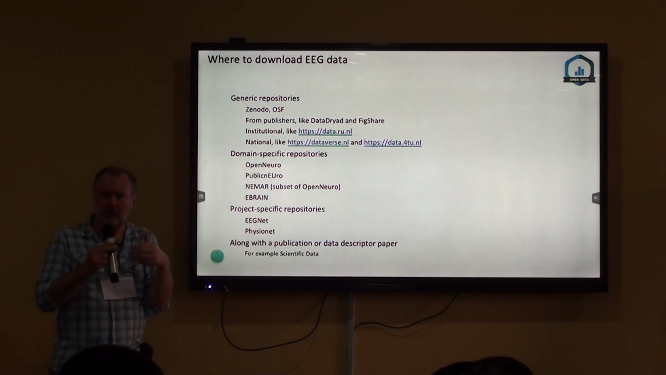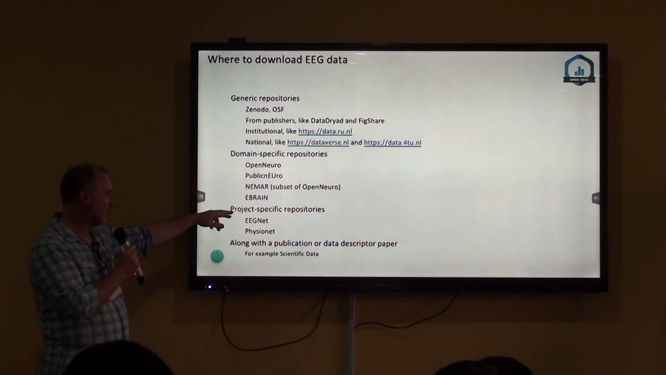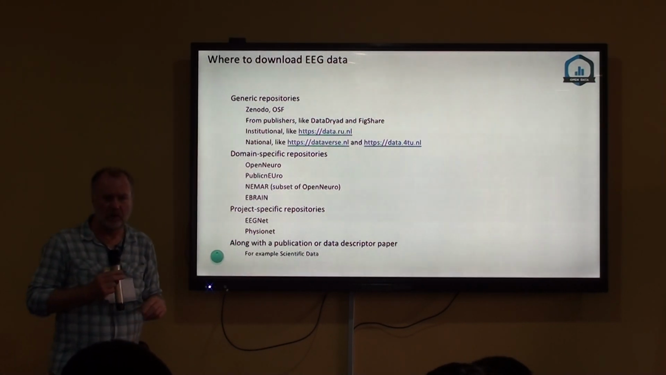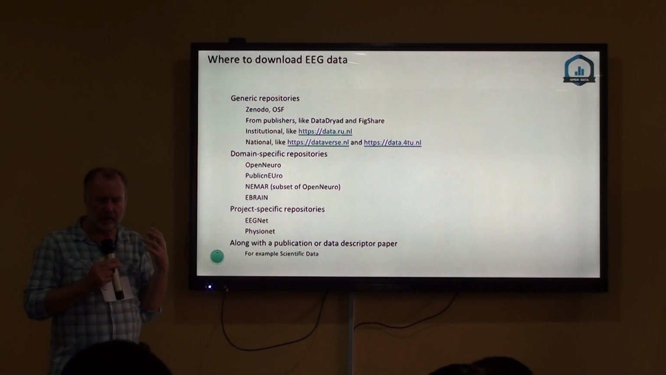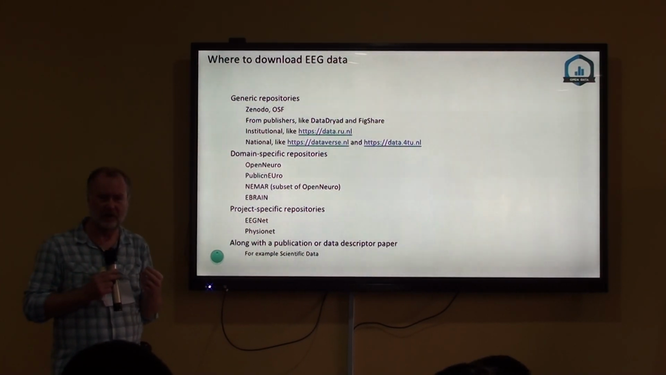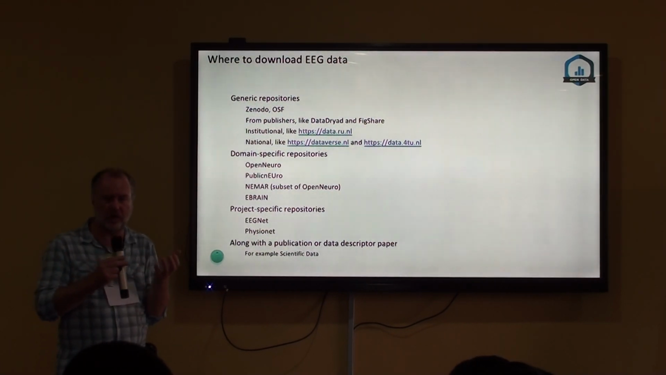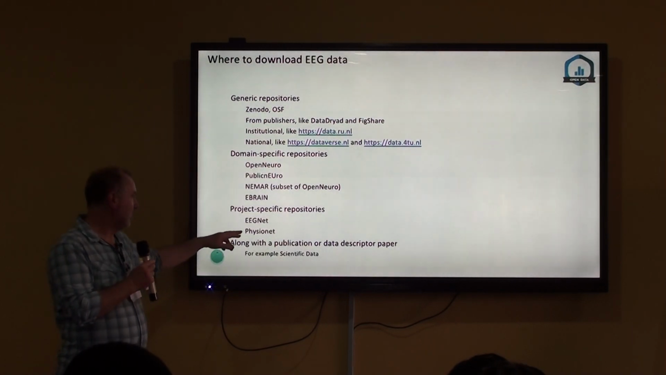Then, making it more specific, we have project-specific repositories. So we, for example, have EEG-net and VisionNet. EEG-net is a Canadian project, which is really about recording and sharing EEG data. They provide very detailed information about how they've designed their studies and how they've recorded their data.